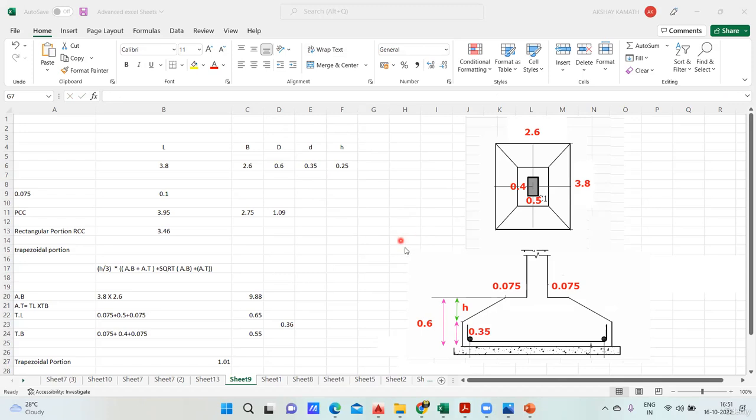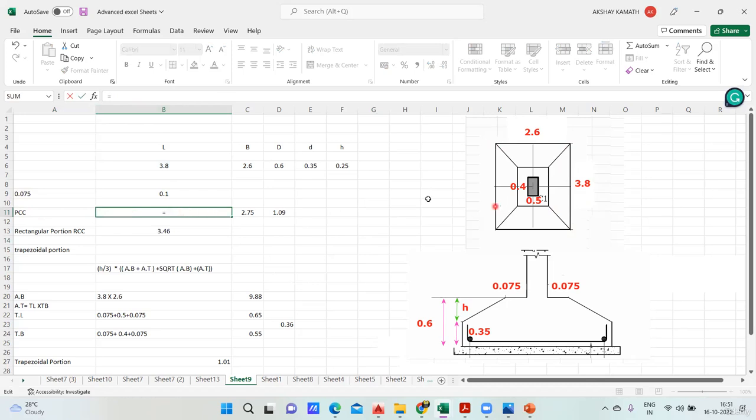So once you understood this much, next we'll try to find the PCC quantity. How are we going to find the PCC quantity? Very simple. The footing length is given, that is 3.8 meter. I'll take 75 offset on the left side, 75 on the right side. Very simple. So again, same thing I've written here. See, PCC I've written here. I'll do it here.